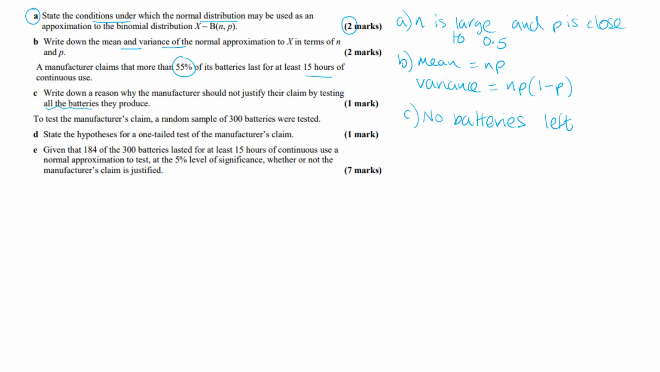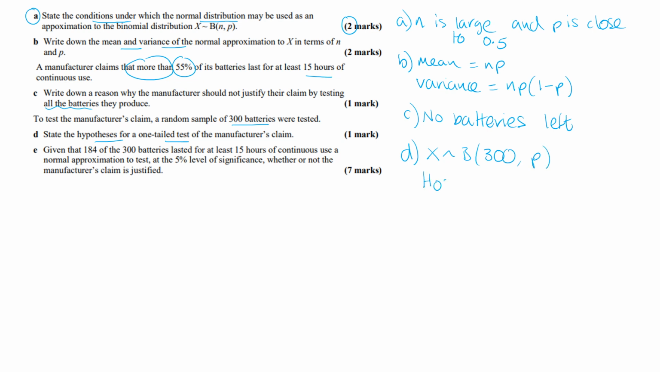Then in part D, to test the manufacturer's claim, a random sample of 300 batteries were tested. State the hypotheses for a one-tailed test. Well, we can see it's going to be a one-tailed test because the manufacturer is claiming more than 55%, so that's just in one tail. So D, we're going to say that X is binomially distributed with our 300 and our probability of success.